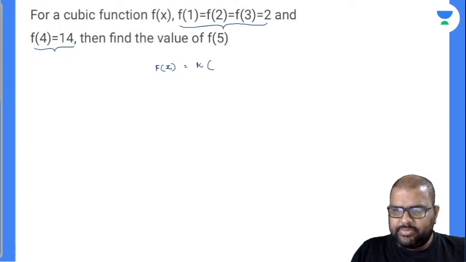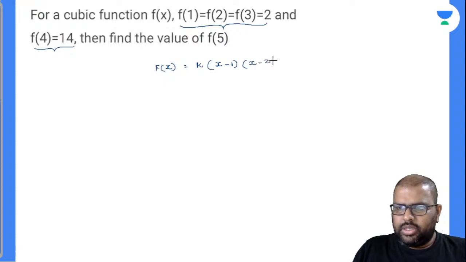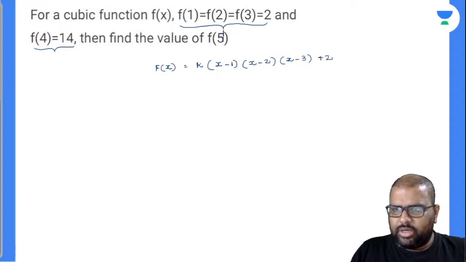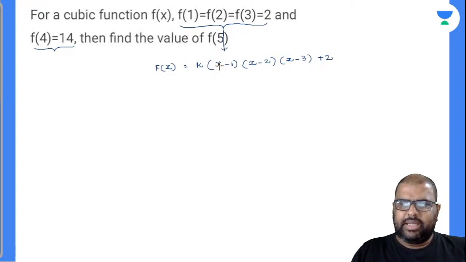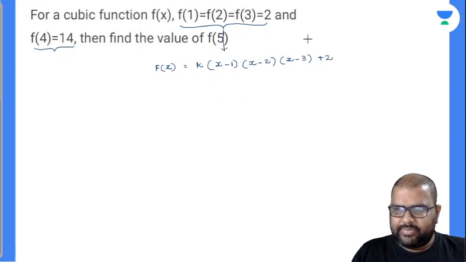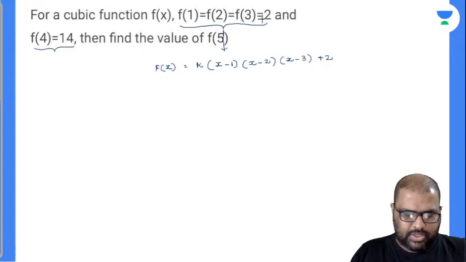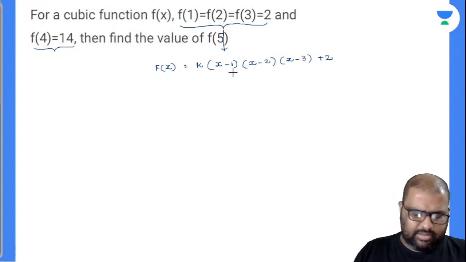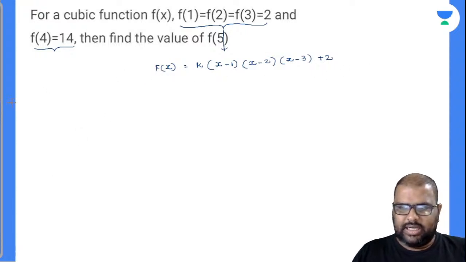Now see here, this will work out only with (x minus 1)(x minus 2)(x minus 3) plus 2. If I write the general equation in this format only, this will work out. Because substitute 3 there: 3 minus 1 is 2, 3 minus 2 is 1, 3 minus 3 is 0, so completely this value becomes 0, and the answer is 2. Substitute 2 there, the entire answer will be 2. Substitute 1 there, again the answer will be 2. So this is the general equation.